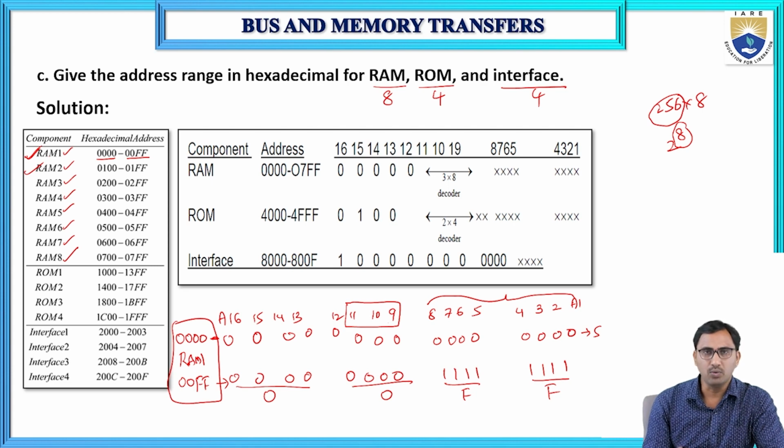For RAM 2, the starting address will begin after the ending address of the previous RAM. The previous RAM ended with 00FF. So what is the next address?